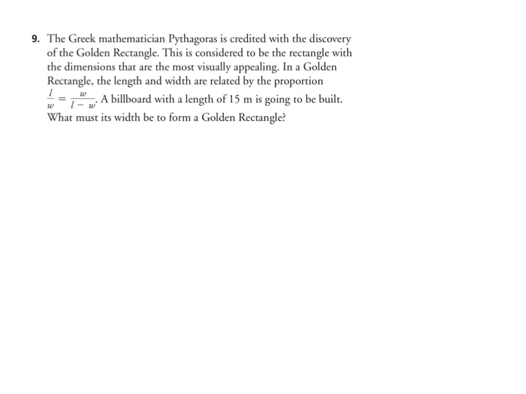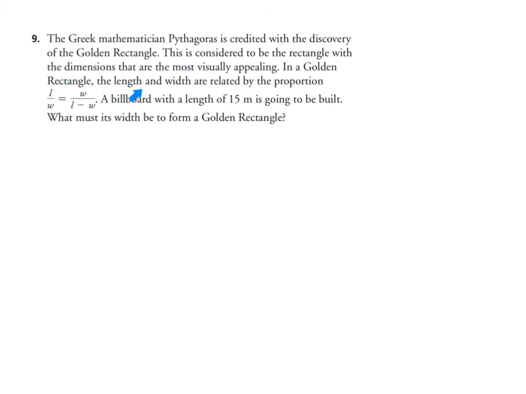All right, number 9. Good. We get to actually do some word problems. So the Greek mathematician Pythagoras is credited with the discovery of the golden rectangle. This is considered to be the rectangle with the dimensions that are most visually appealing. This golden rectangle happens in nature all the time as well, but it's also things that famous painters will use that type of rectangle to do their paintings because they say it's the most appealing to us.